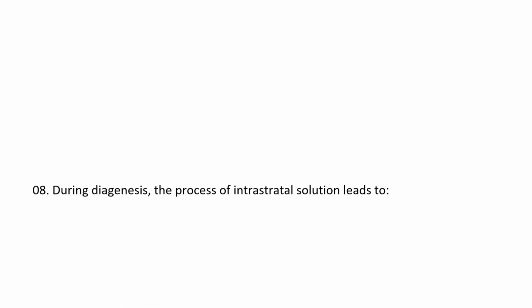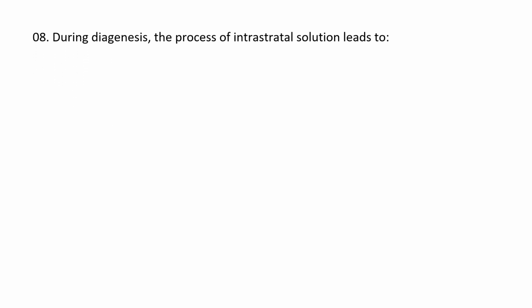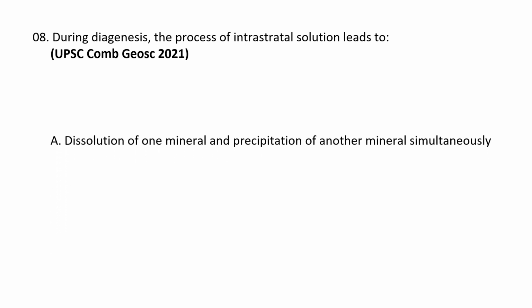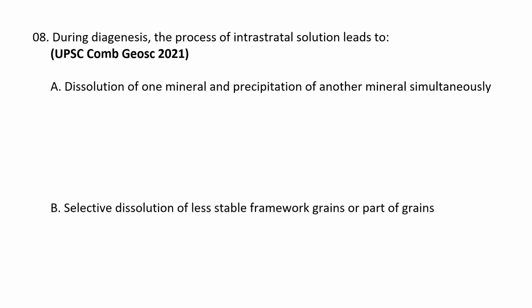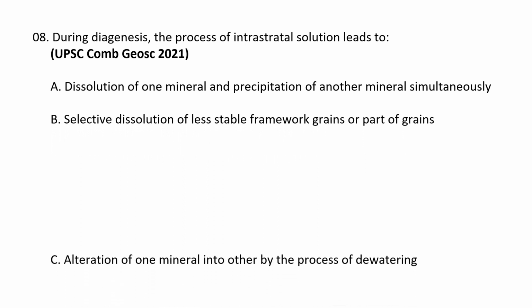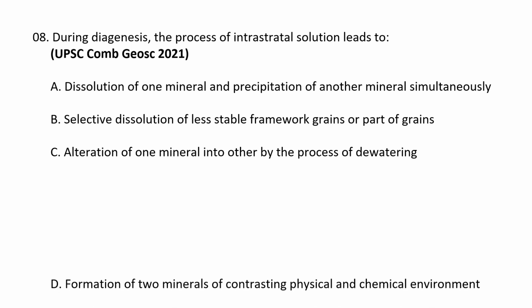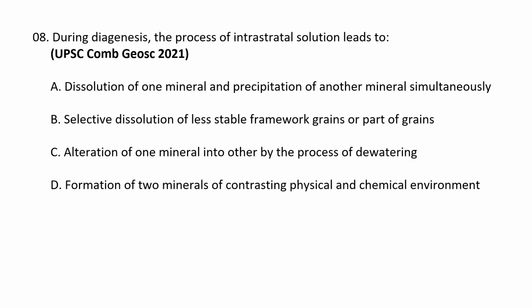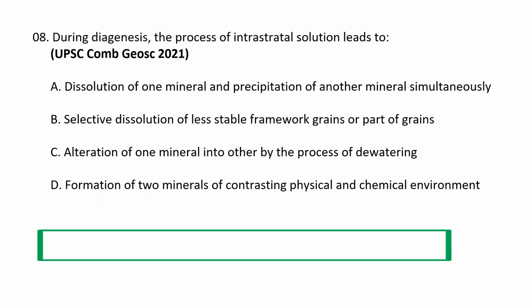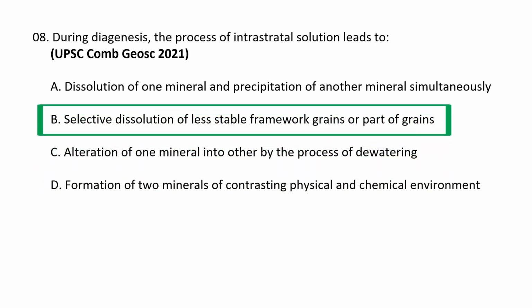Next question. During diagenesis, the process of intrastratal solution leads to A. Dissolution of one mineral and precipitation of another mineral simultaneously. B. Selective dissolution of less stable framework grains or parts of grains. C. Alteration of one mineral into another by the process of dewatering. And D. Formation of two minerals of contrasting physical and chemical environment. So during diagenesis, the process of intrastratal solution leads to selective dissolution of less stable framework grains or parts of grains. B is the correct option.